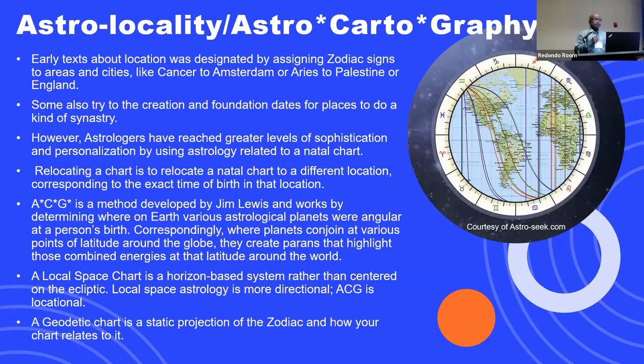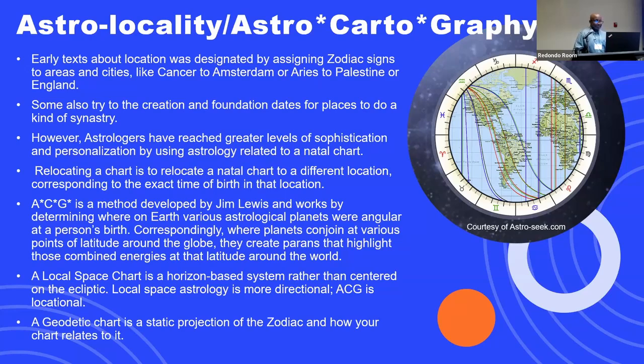Then there is this new development I mentioned during my intro when I talked about Michael Bryan, training people for a test: astrocartography, astrolocality. So early texts introduced this idea of astrolocality, but it was more assigning particular signs to locations, like Cancer ruled Amsterdam and Aries to Palestine and England. Some also tried creation and foundation charts for places to do a kind of synastry, like looking at the chart of New York, which has a Capricorn sun. I don't remember the rising right now, but kind of look at your chart and see how New York might situate with you.